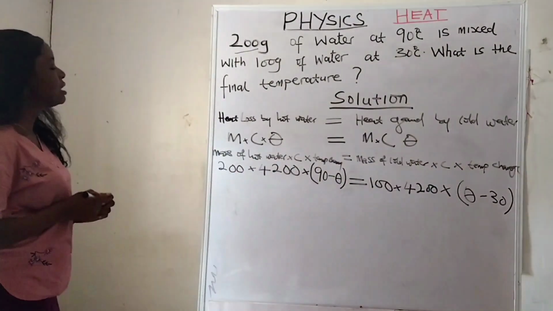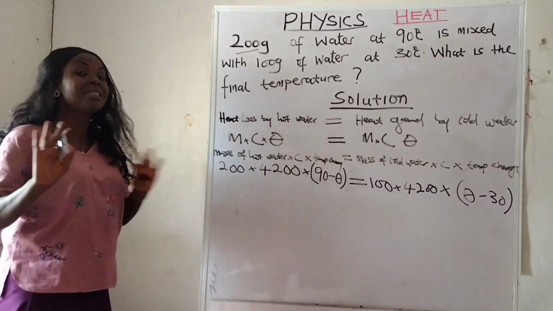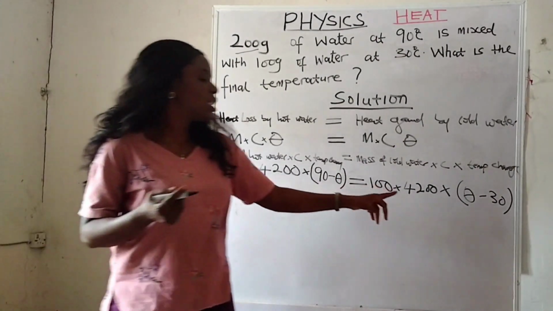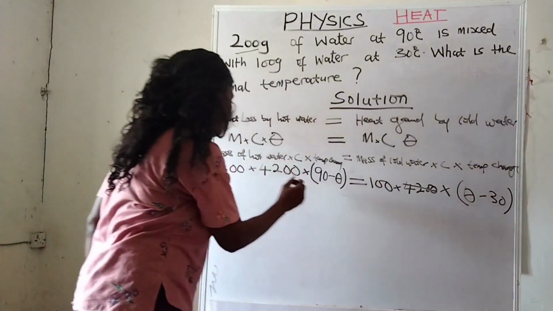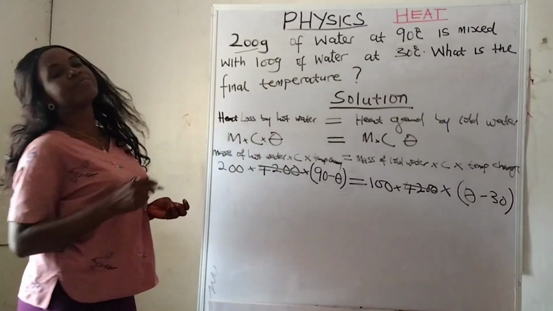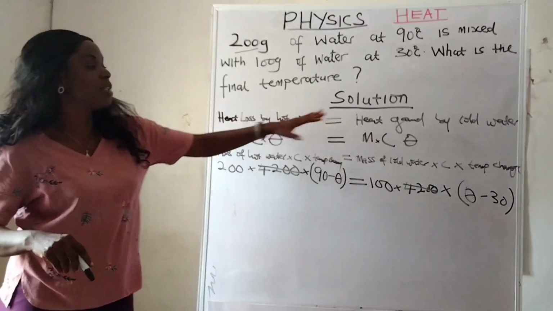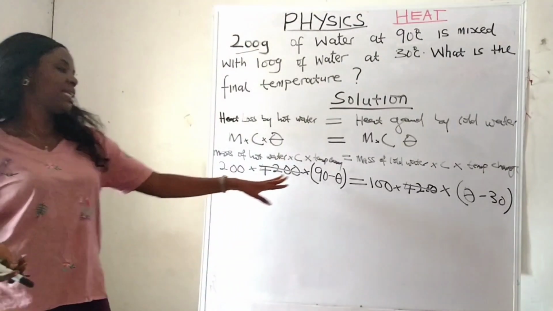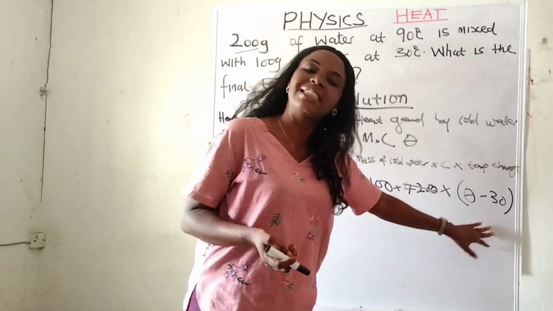Okay, we continue. To make it more simple, I look at this side. I see 4200, and I see 4200 this side also. So I cancel it out, because they are the specific capacity of water, and here is water. So what remains here is 200 times 90 minus theta equals 100 times theta minus 30.